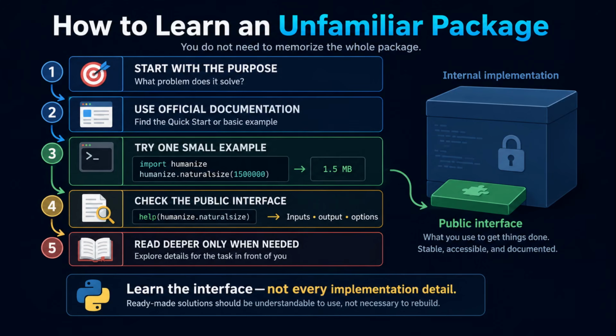When we need more detail, Python's built-in help function can describe a function's inputs, options, and behavior. The package's API reference can provide additional examples and explain important limitations. We only need to explore deeper documentation when the current task requires it. A package may contain many internal modules and implementation details, but ordinary users usually work through its public interface. We should understand what a function expects, what it returns, and any important limitations, but we do not need to memorize how every internal step works. Learn the interface, not every implementation detail.